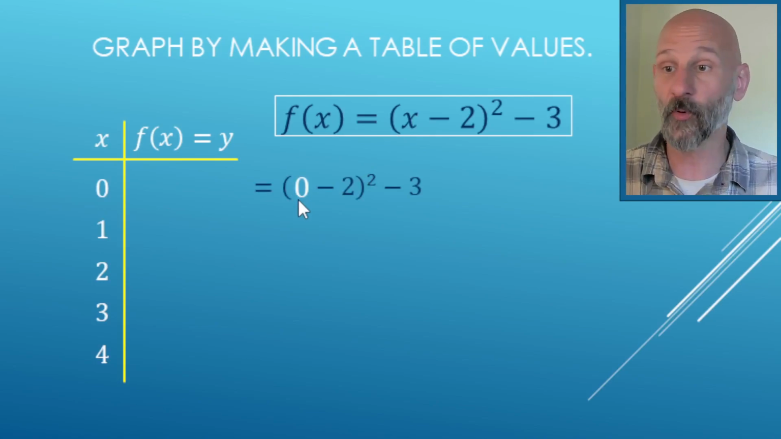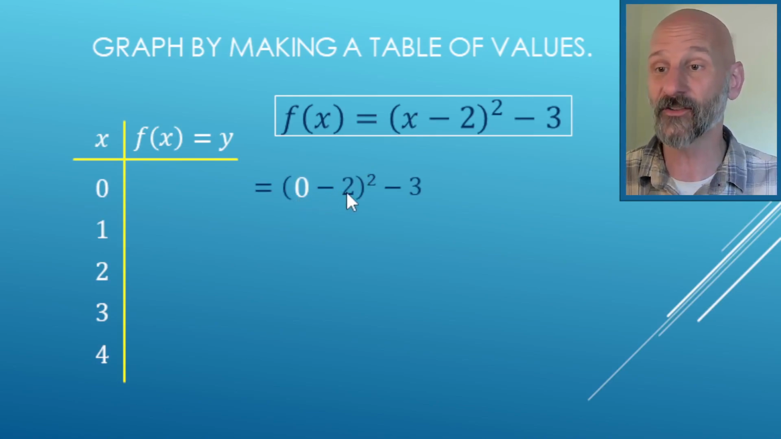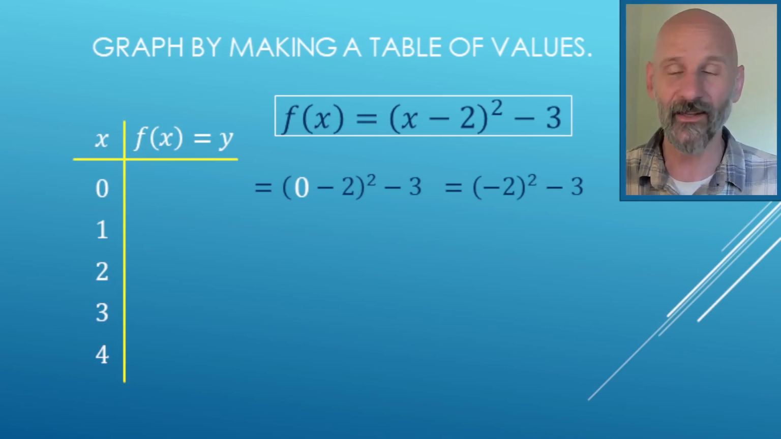Now we do order of operations, parentheses first, 0 minus 2. That makes a negative 2. Next up for order of operations, exponents, and then we'll end with subtraction here. So negative 2 squared, negative times negative is positive, and then 2 squared, or 2 times itself, is 4. So here we have a 4 minus 3. That makes a 1 there.